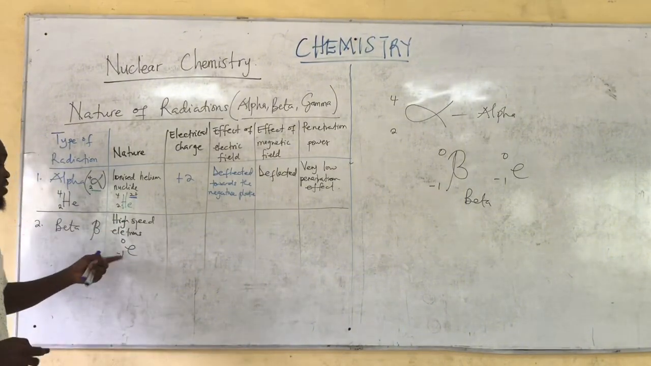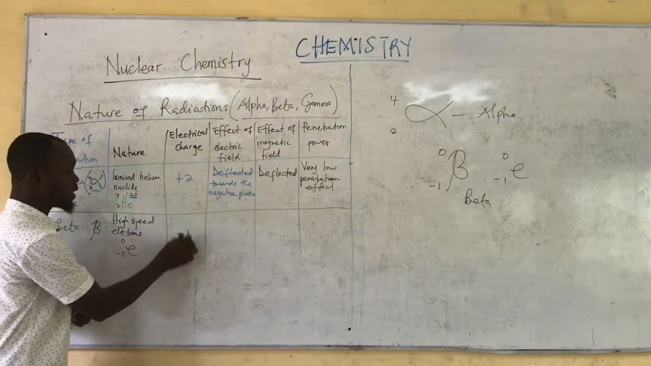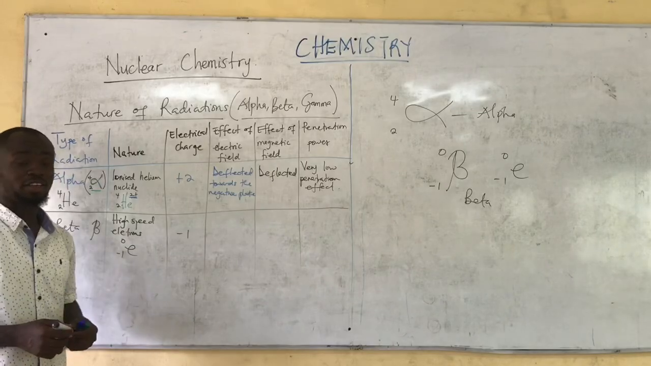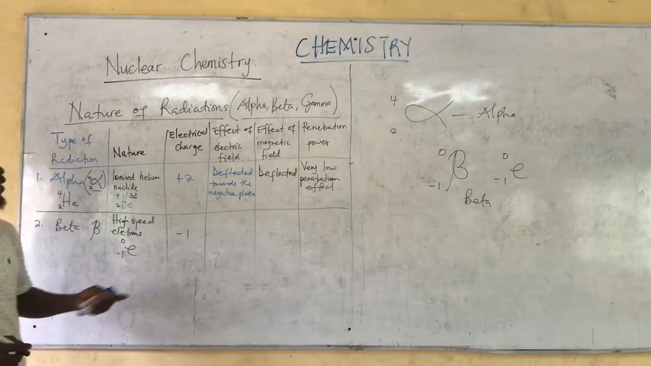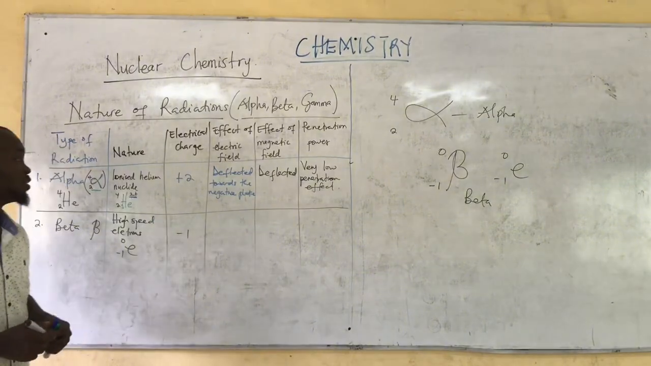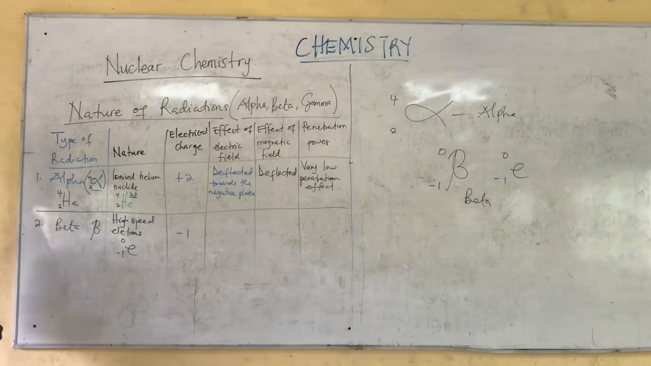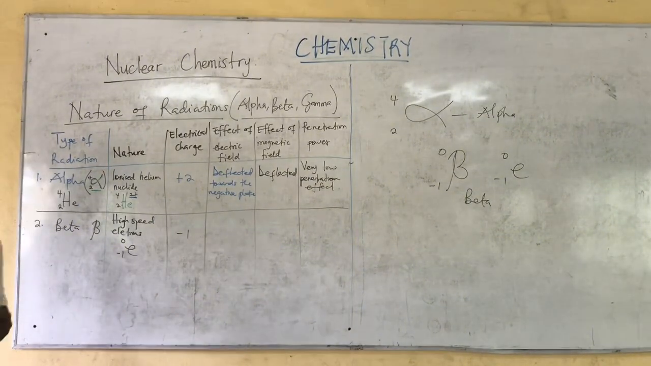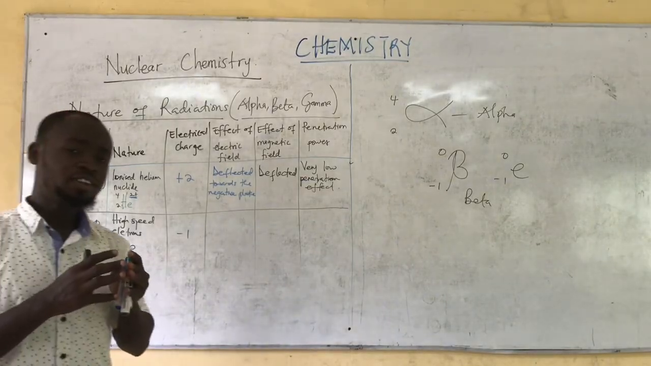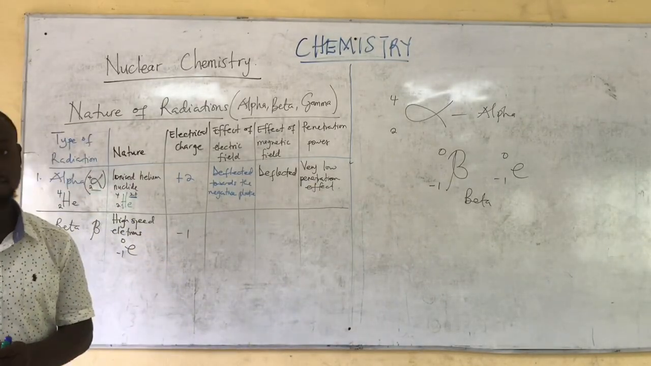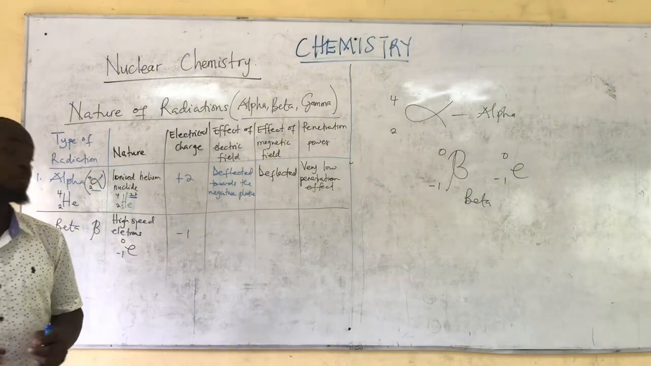What is its electrical charge? Its electrical charge is -1. Is that okay? Alright, now let's talk about its effect in the electric field. Since the beta particle is negatively charged, it is deflected towards the positive plate.